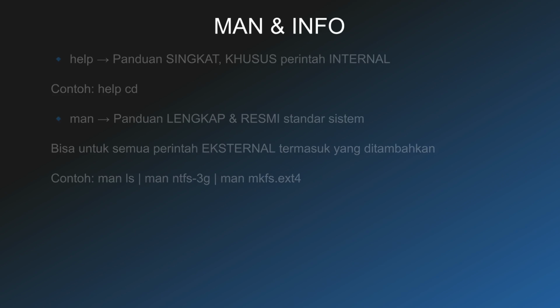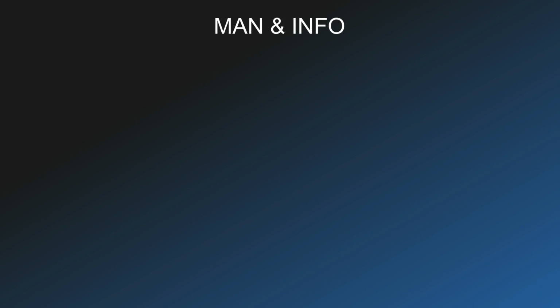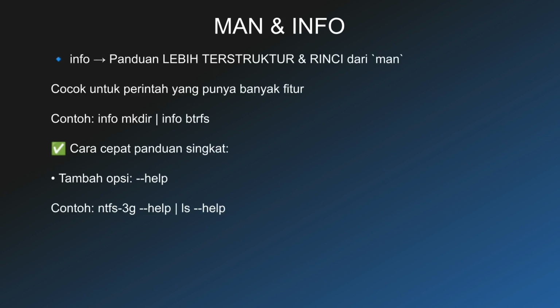When you need help, the help command provides short, built-in guidance for shell-specific commands. For more detailed, official documentation on external commands, the "man" command is your go-to resource for comprehensive instructions and usage manuals. For even more structured information, you can use the info command. Alternatively, many programs support the "--help" flag, which is a quick way to view essential usage tips directly in your terminal without needing to open a full manual page.